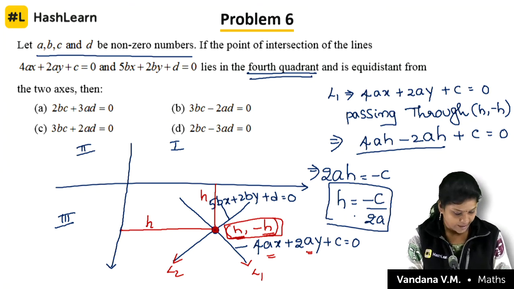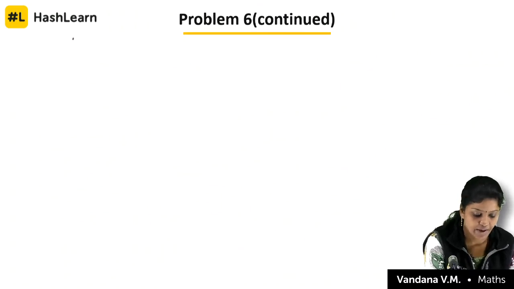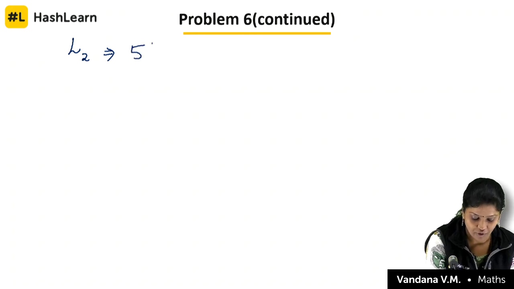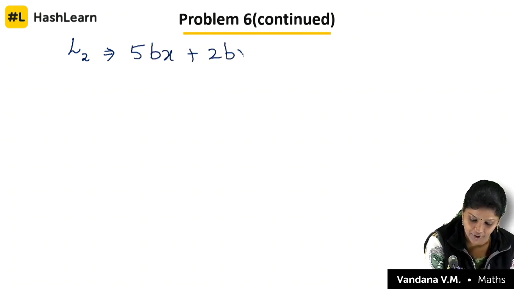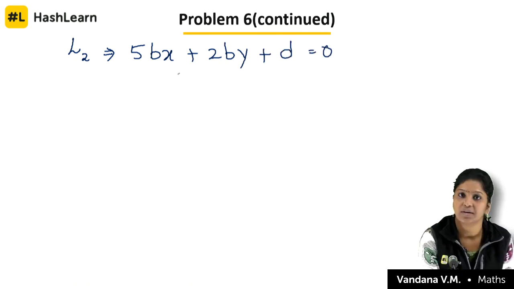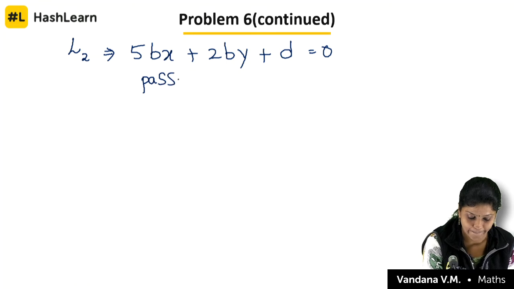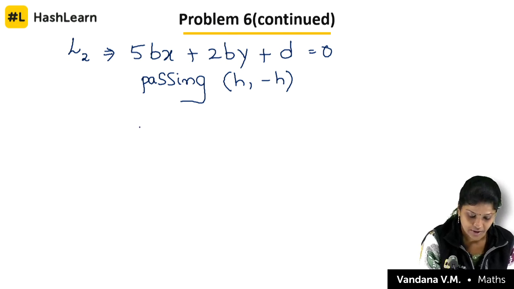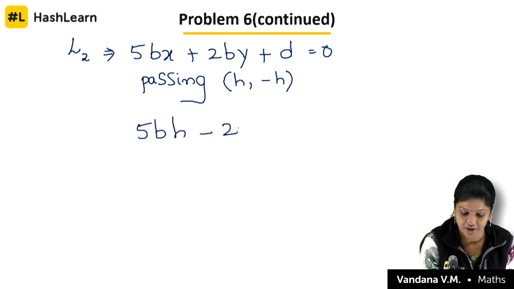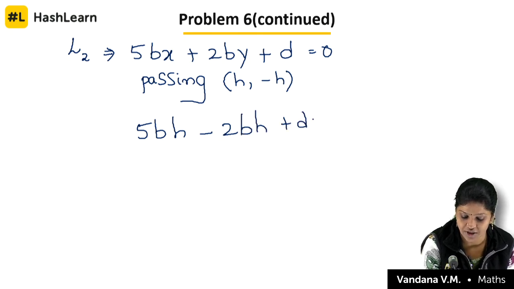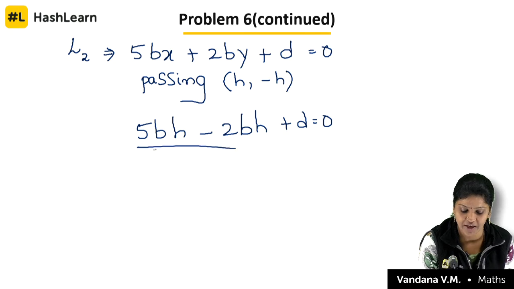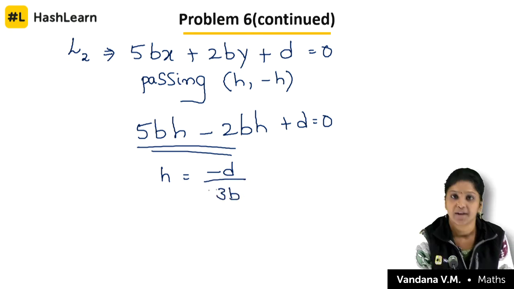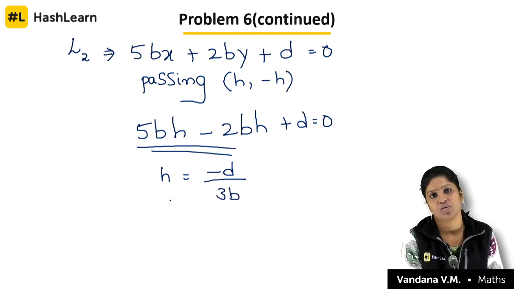Okay. Next, the same way, substitute in line L2. What is the second line? That is 5bx plus 2by plus d is equal to 0. This line also passing through h comma minus h. Please substitute that. 5bh minus 2bh plus d is equal to 0. What will I get here? 5bh minus 2bh is 3bh. So if you find out the h value, you will get minus d by 3b. The first one also representing h, the second one also representing h.